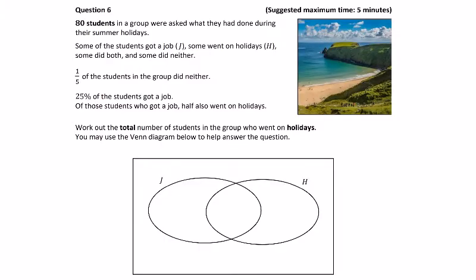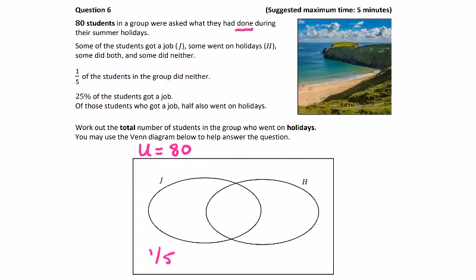Question 6 sets 80 students in a group. The total inside this box is 80. They were asked what they had done during their summer holidays. Some of the students got a job, some went on holidays, and some did both, and some did neither. 1/5 of the students did neither. I'll write that here as 1/5.